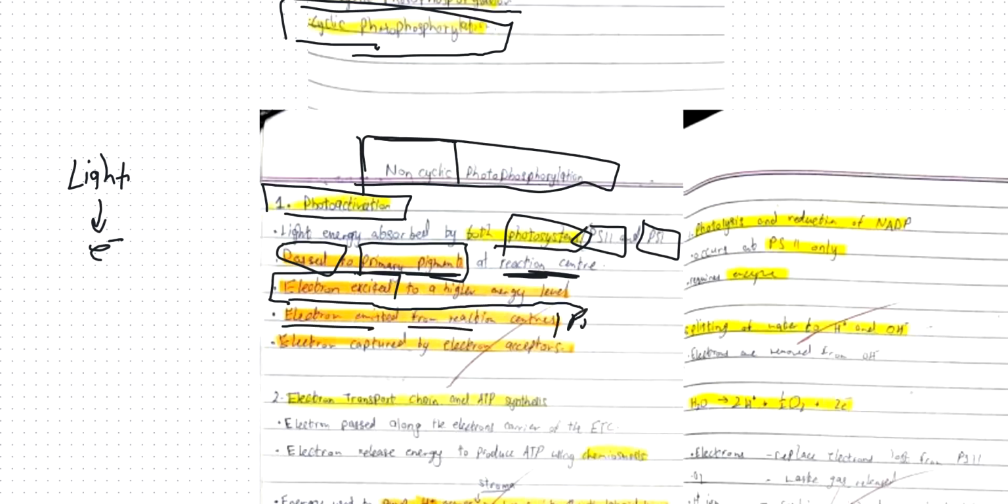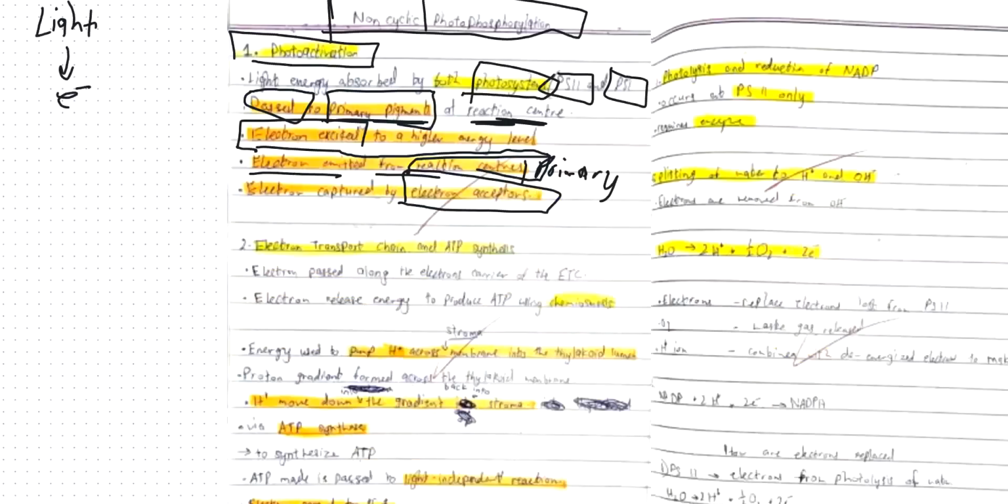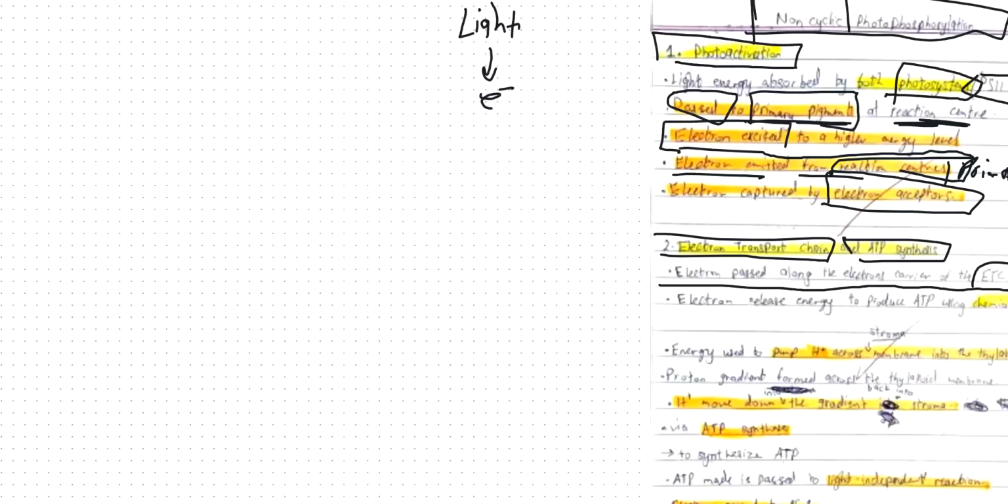Basically, the second name for primary pigment is reaction center. It is called the reaction center because electrons are excited and emitted from the primary pigment. When the electrons are emitted, they are captured by electron acceptors. What these electron acceptors do is transport the electrons to the electron transmission chain for ATP synthesis. So electrons are passed along the electron carriers of the electron transmission chain. Remember, it's basically like respiration in mitochondria.